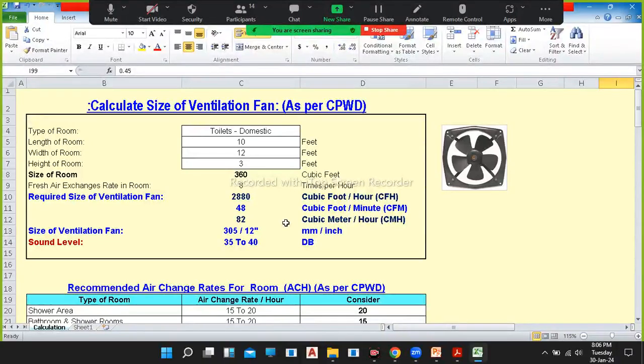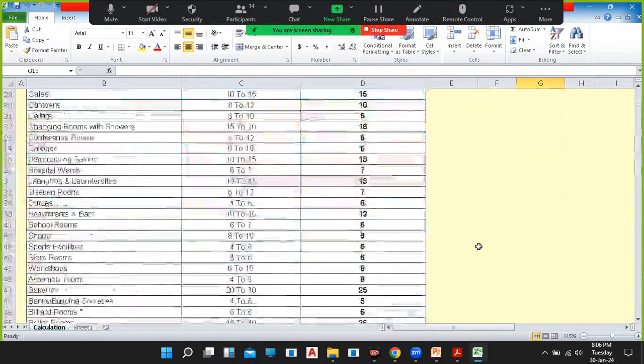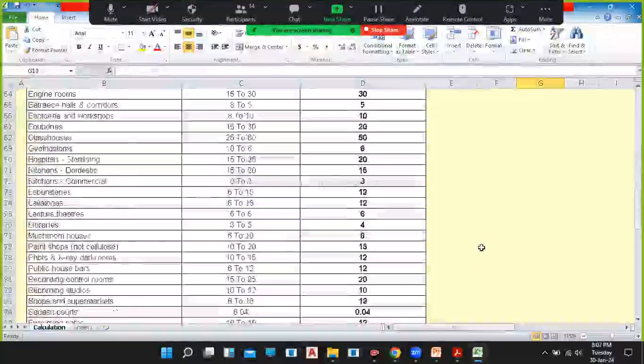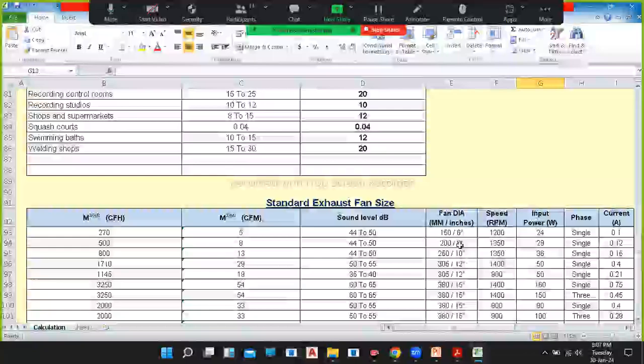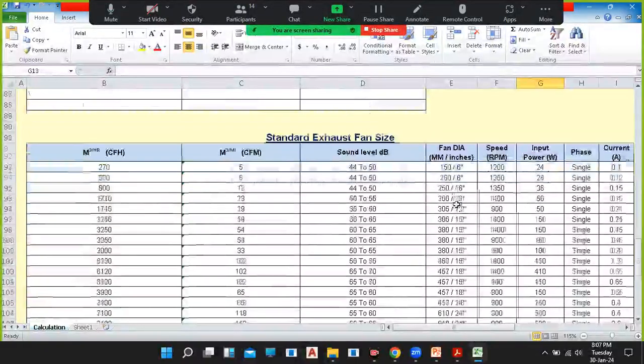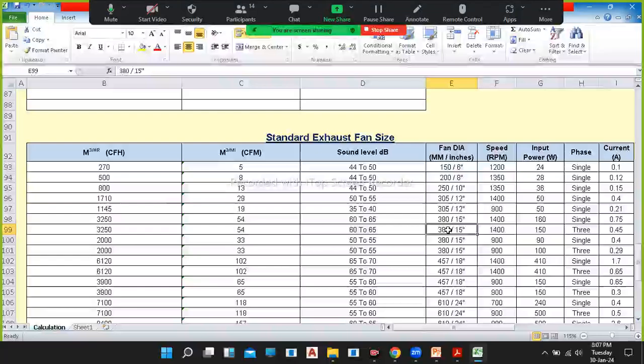Where is the fan capacity, I mean, like 6 inch by 6 inch or 8 inch by 8 inch? Which one are you talking about, ceiling fan or exhaust fan? Exhaust fan. Here we got 380 mm in terms of diameter. This is the fan diameter for an exhaust fan. So we got a 380 mm or 15 inch fan. Got it.